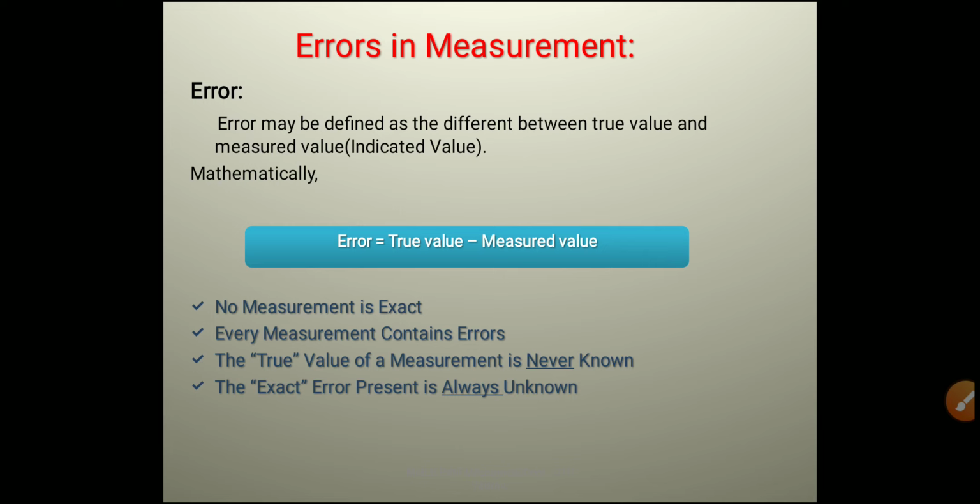Error may be defined as the difference between the true value and the measured or indicated value. Mathematically, error is equal to true value minus measured value. Keep in mind that no measurement is exact. Every measurement contains error. The true value of a measurement is never known. The exact error present is always unknown.